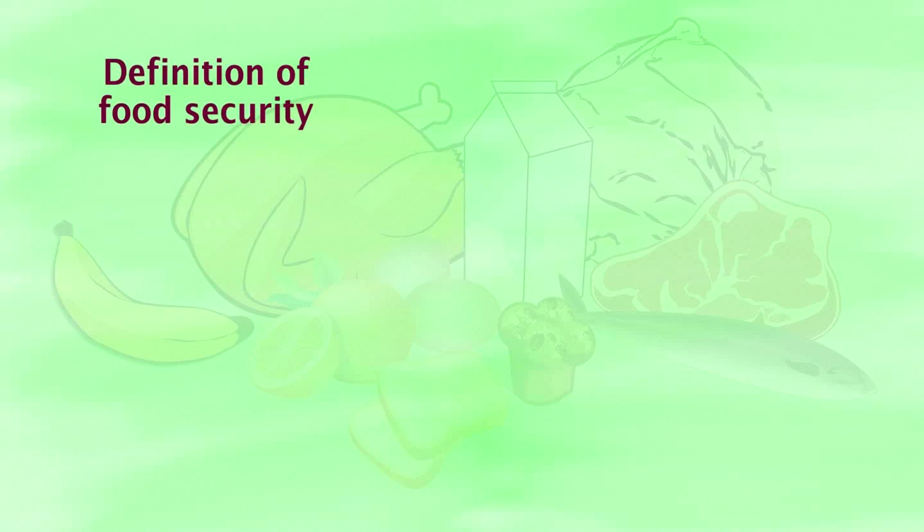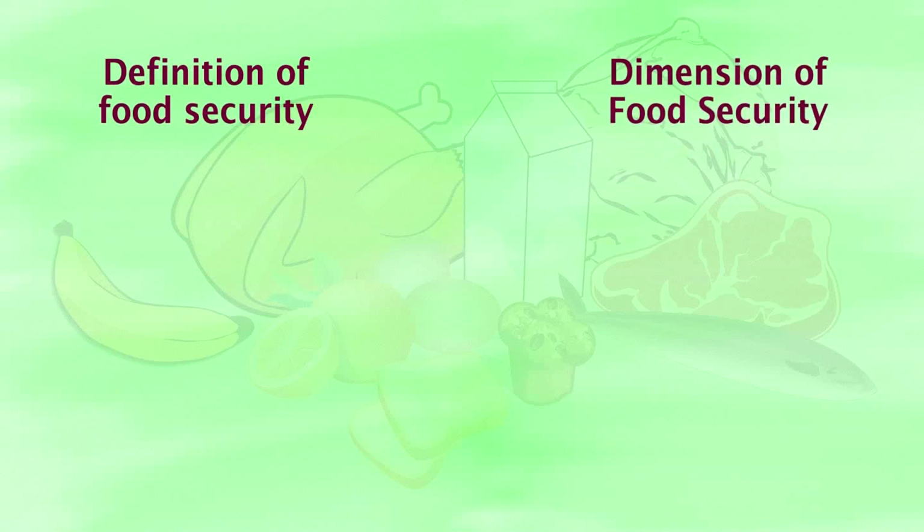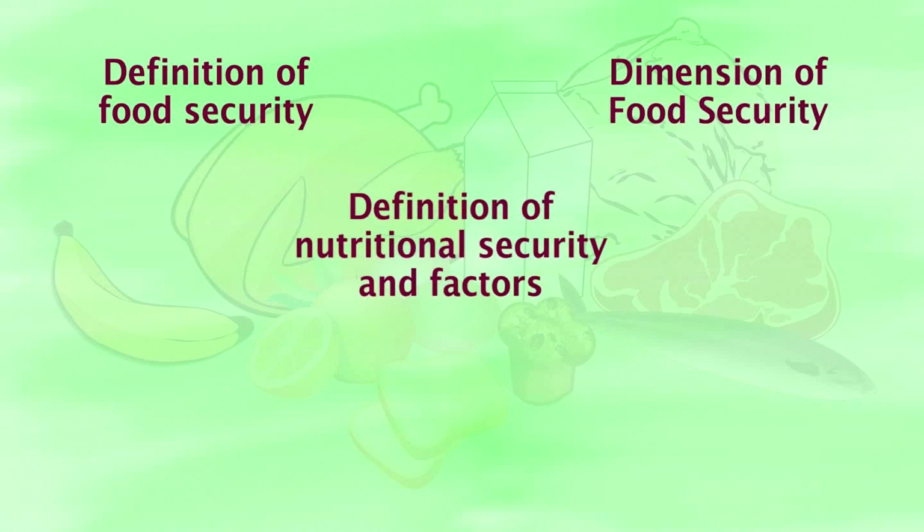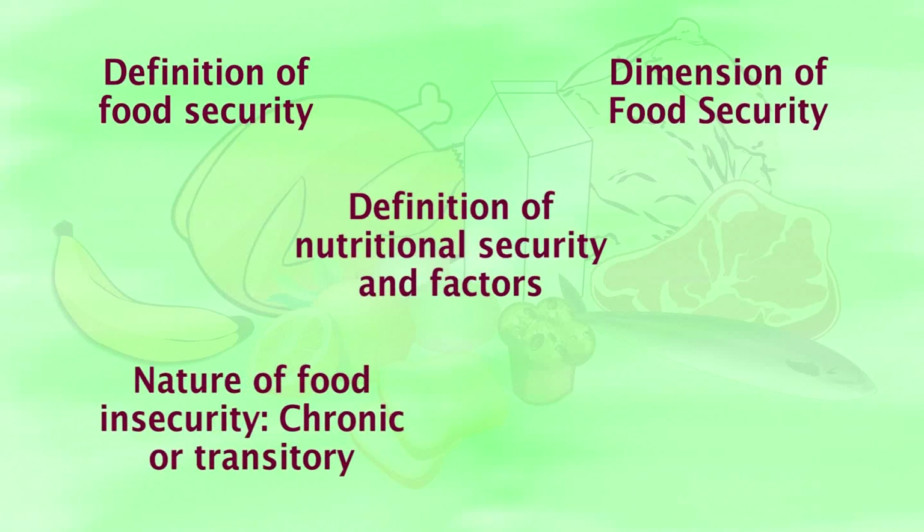So in this lecture, at first I will explain the definition of food security. Then I will try to explain the dimensions of food security. As food security and nutritional security are related to each other, I will define what nutritional security is, then what are the factors that affect nutritional security. After that, we will discuss the nature of food insecurity in terms of chronic or transitory.